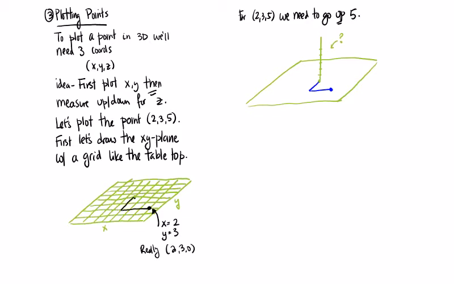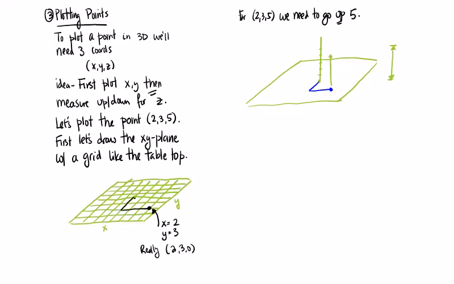So let me erase this question mark for a second. What I'll do is, off to the side, this is sort of the distance between the origin, the middle, and 5 units up. So what I'm going to do is go 5 units above that.